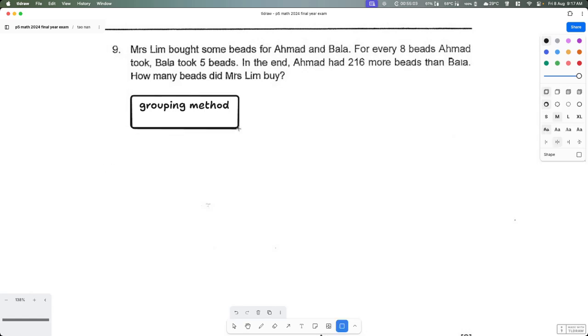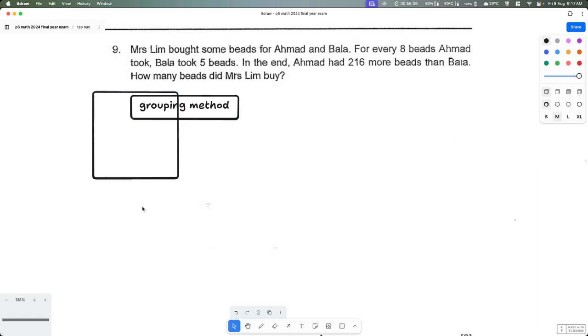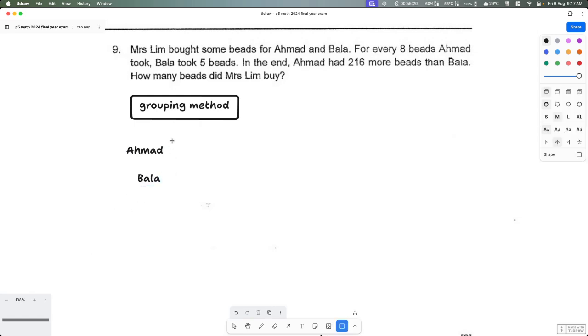Right, so for this, we know that for every 8 beats, Ahmad took 5. So let me maybe draw like this. So Ahmad, and then after that, we also have Bala, right? So in this case, let's draw this.